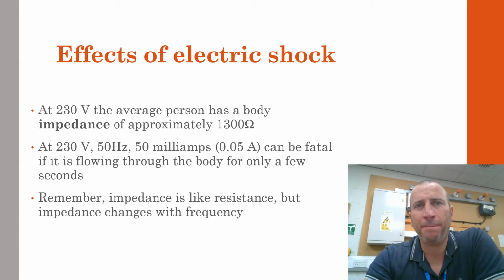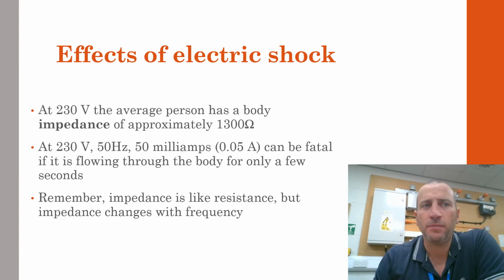In the UK, the supply to domestic premises is 230 volts single phase at a frequency of 50 Hz. At this level, the average person has a body impedance of approximately 1300 ohms. Based on these numbers, 177 milliamps, that is 0.177 amps, will be able to flow through a person during fault conditions. That may not seem like much, but only 50 milliamps, that's 0.05 amps, can be fatal if flowing through the body for only a few seconds.